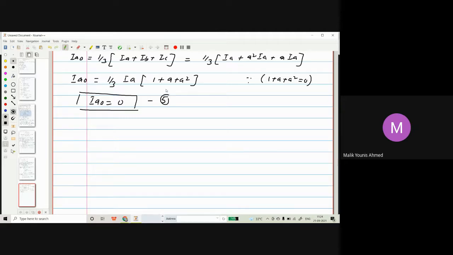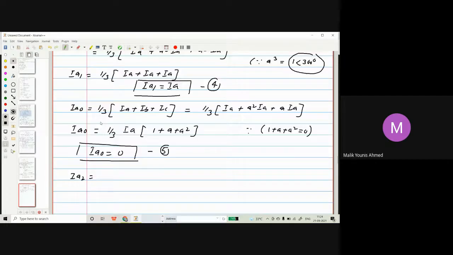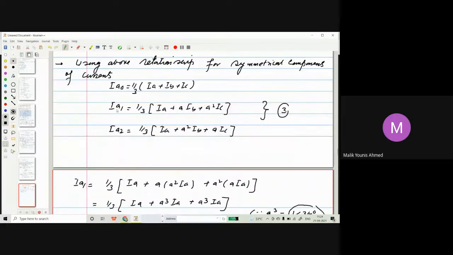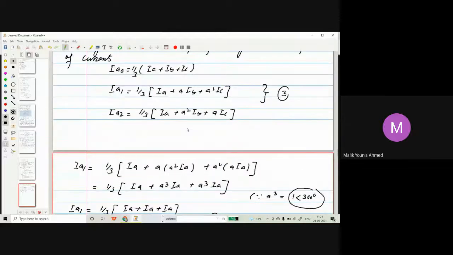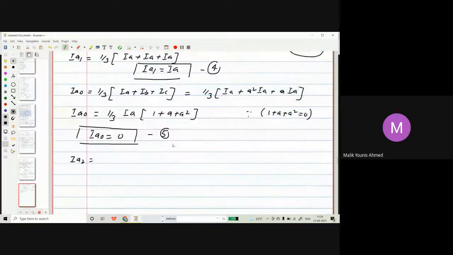Okay. So next I'll be writing for the IA2. What is the IA2 relationship? IA2 is, you can see here, operator, IA2 is 1 by 3 of IA plus A square IB plus AIC.